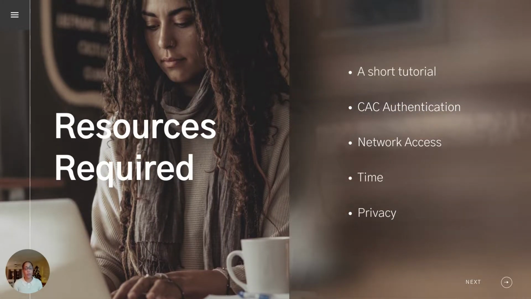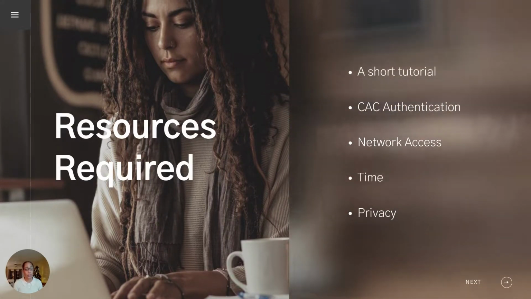So some of the resources required is a short tutorial, which I strongly suggest to help you understand and navigate the systems and the whole back and forth and sending it to the next echelon. It requires CAC authentication, which can be a drawback, but it also ensures privacy and security. It requires, of course, that you have network computer access. It requires time and thoughtful consideration, and it also requires privacy and confidentiality, which all of those things it has.